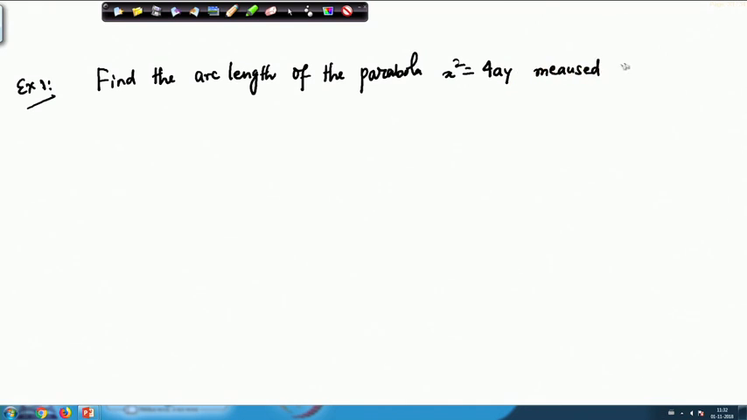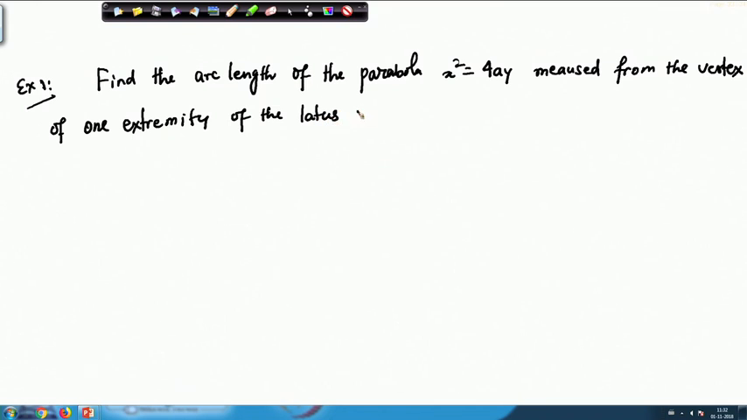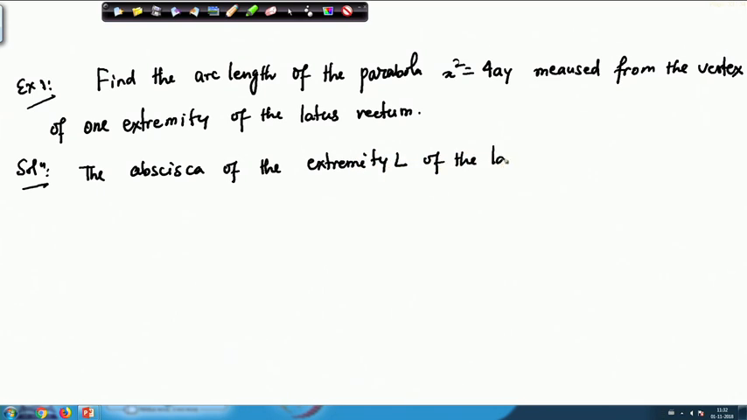measured from the vertex to one extremity of the latus rectum. All right. So, in this case, the abscissa, or the x point, of the extremity L of the latus rectum is 2a.